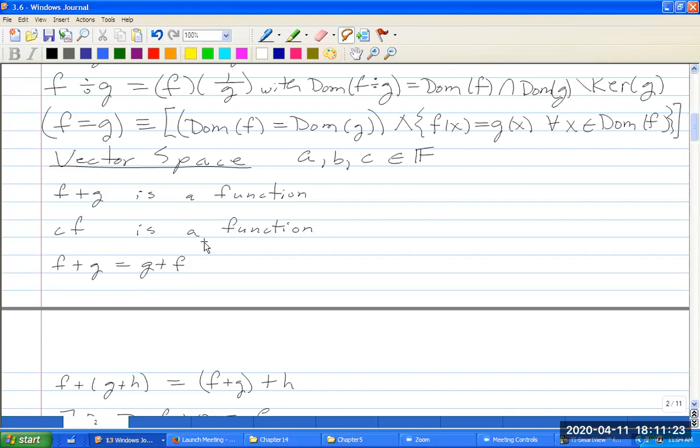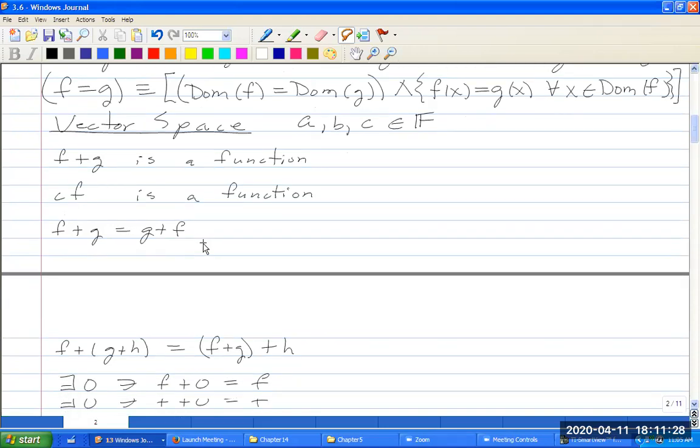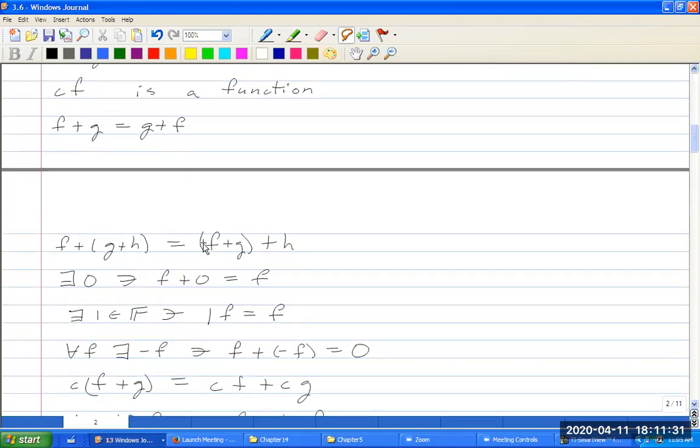F plus G is the same as G plus F. That's the commutative property for vector addition. F plus the quantity G plus H is the same as F plus G plus H. This is the associative property for vector addition. There exists some function, which we defined above, the zero function, such that F plus the additive identity is the original function F. And so this is the existence of an additive identity.